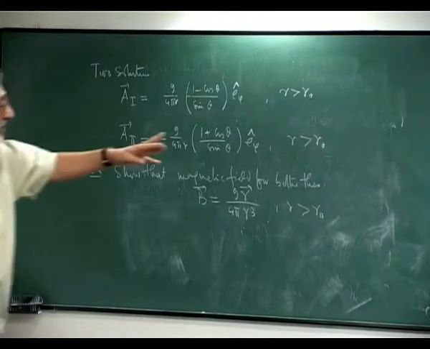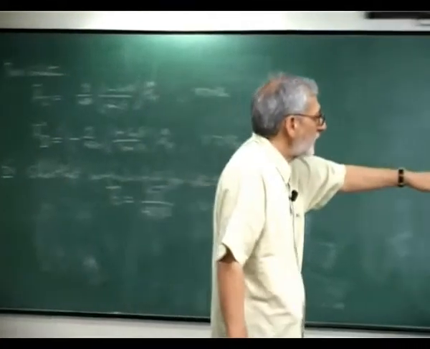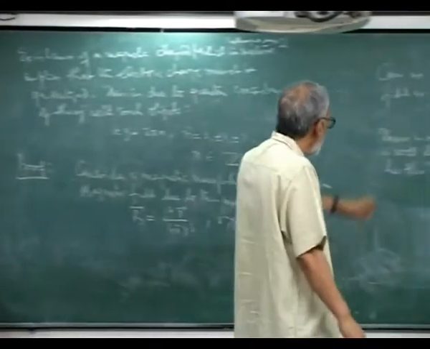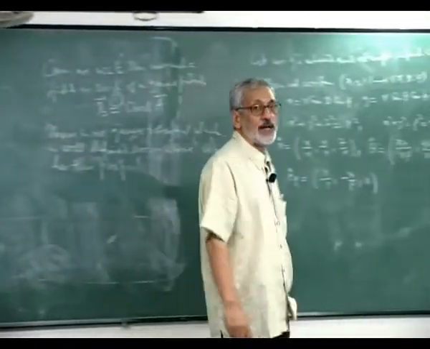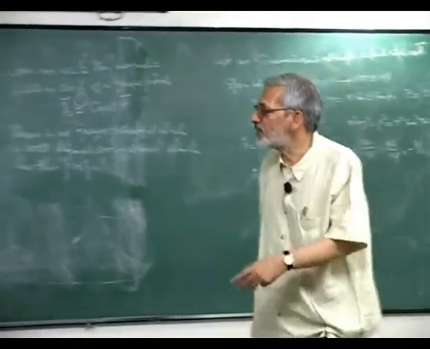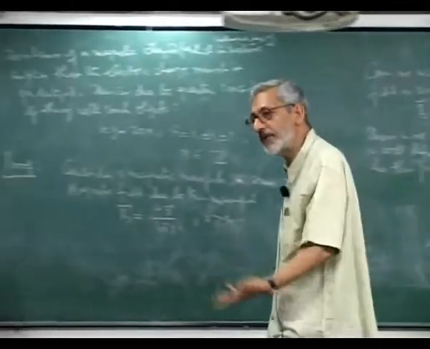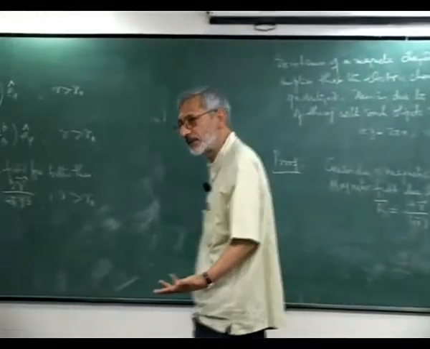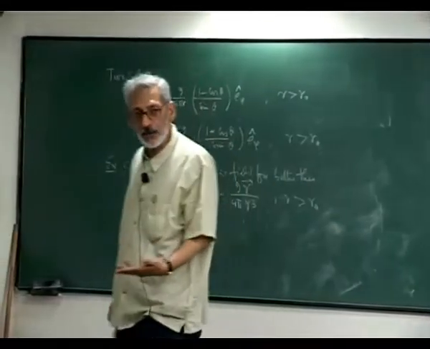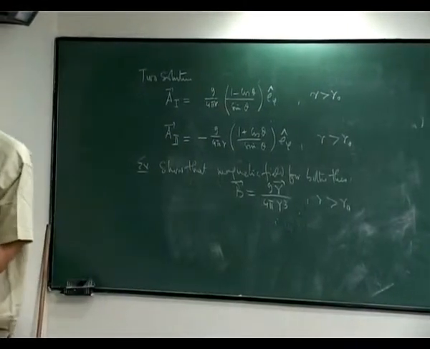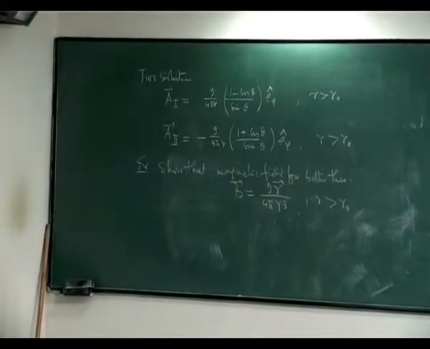But we said that if we do try to find a gauge potential that has this property, it cannot be well defined everywhere. And why do we have these two solutions now? Are they well defined everywhere? Clearly they are not well defined everywhere. Now let's see why they are not well defined.